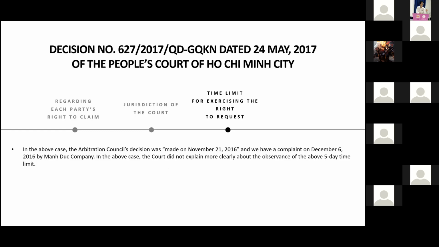The law simply uses the words time limit, but in essence this is a kind of statute of limitations, like that for requesting annulment of an arbitration award. So the issues of the statute of limitations for requesting annulment of an arbitration award, such as determining the start time and the time of the statute of limitations, also apply to the periods being studied. Time here is in working days, so holidays are not counted.